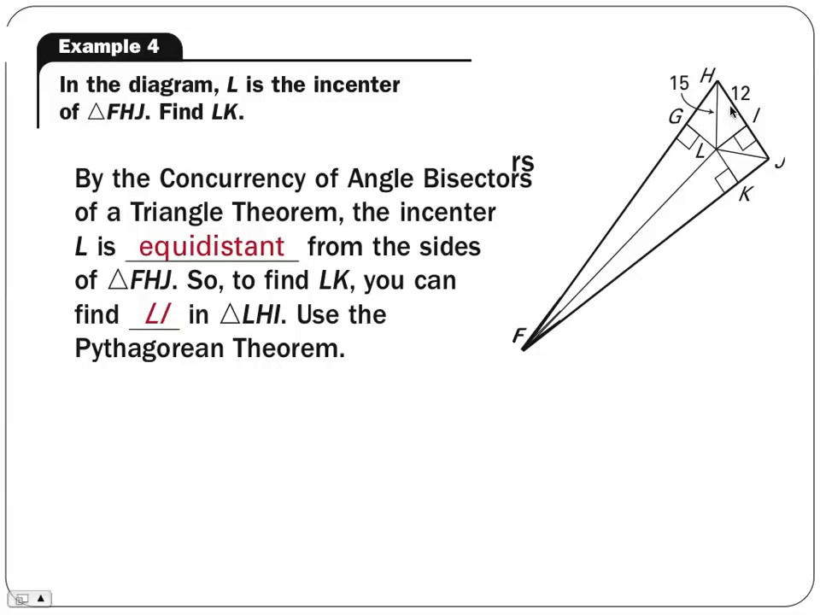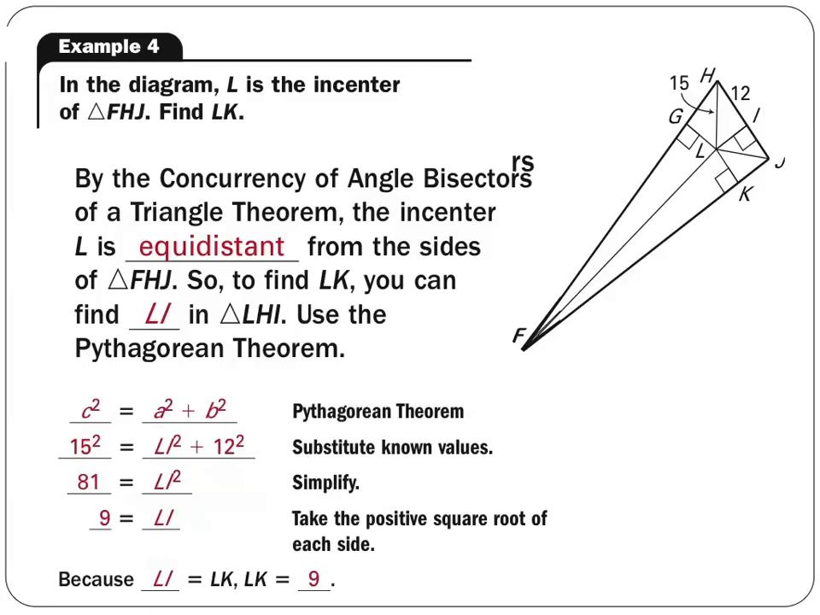So we can use the Pythagorean theorem right here. We can go a squared plus b squared equals c squared. And that's going to help us to figure that out. Once we know IL, then we're going to know KL, or LK. So here they have it set up, a squared plus b squared equals c squared. And again, we've got LI, we don't know.